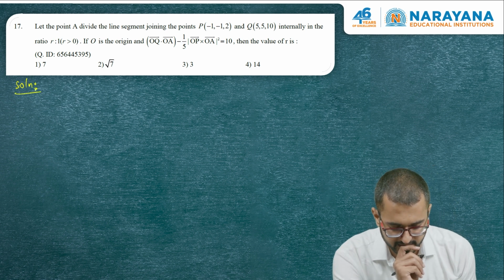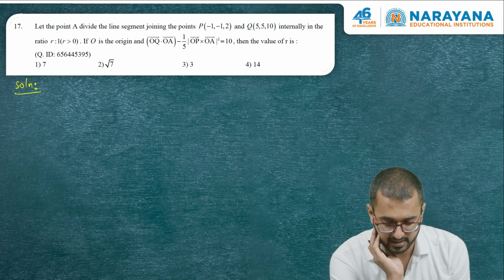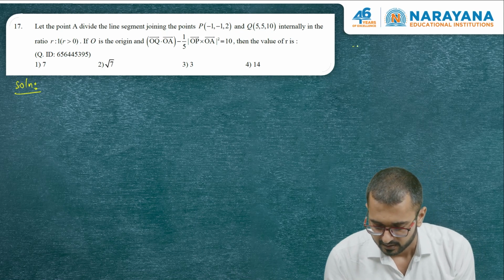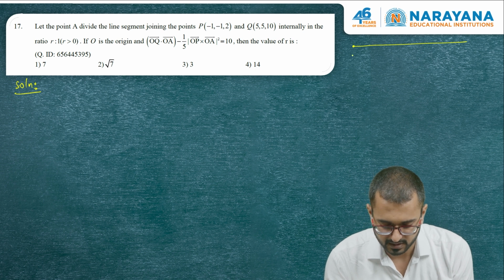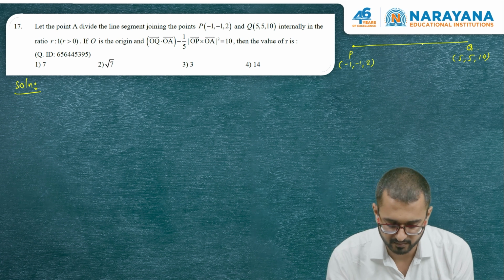Coming to question number 17, it is saying that let a point A divide the line segment joining the points P and Q internally. So that means we have it like this. There is point P here and say there is some Q. P is given to be -1, -1, 2 and Q is given to be 5, 5, 10, internally in the ratio r is to 1. So this is my point A and it's dividing in the ratio r is to 1.